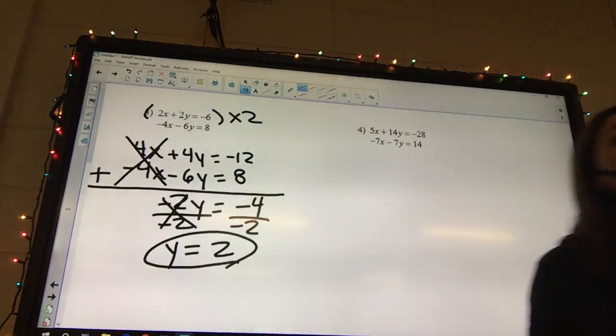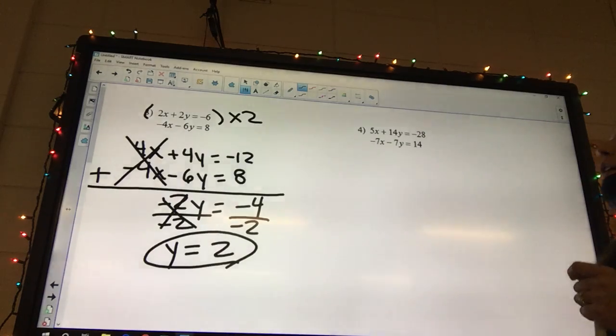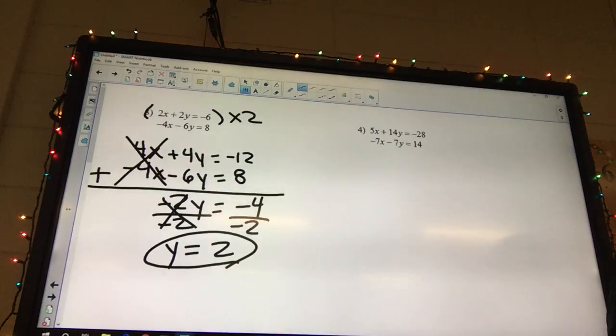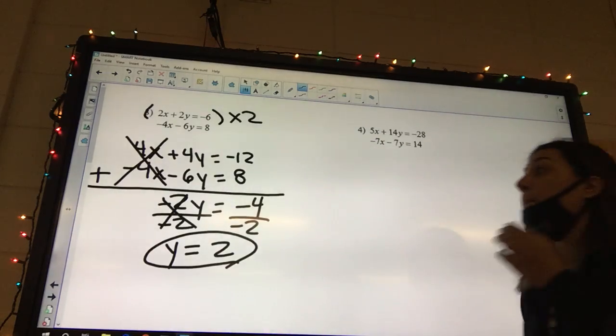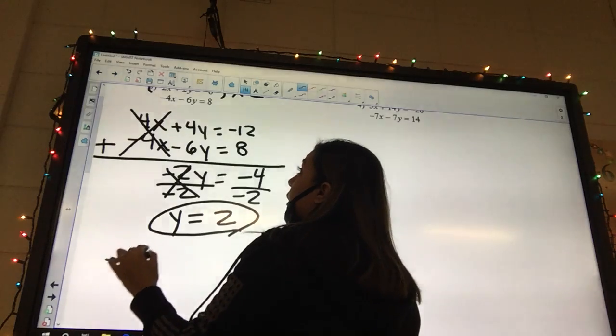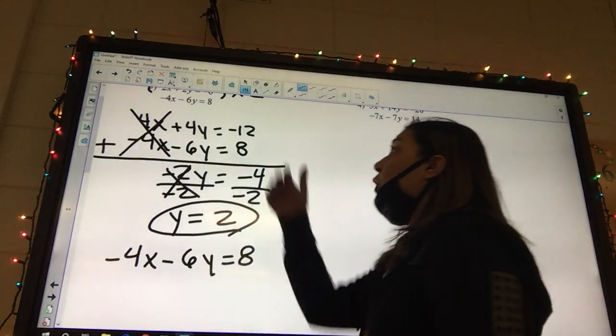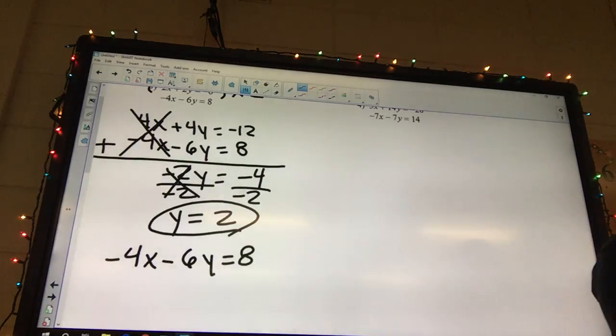Okay, what do we do with that? We replace it. Okay, you're going to plug it back into one of the equations. So pick one. You want to use equation 1 or equation 2? 2? Okay, so I got -4x minus 6y equals 8. If you pick equation 1, that's okay. All of your math should work out to where you get the same answer either way.